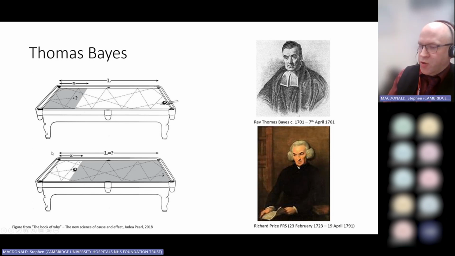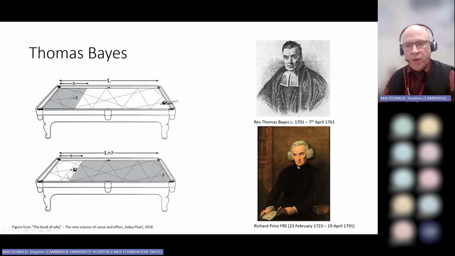What he was more interested in was, if I see where the ball has landed, can I predict the length of the table? And can I do that probabilistically? That's much more in line with what we're trying to determine through medical laboratory testing. Can we determine whether a patient has a disease based on what that result is, all things considered?